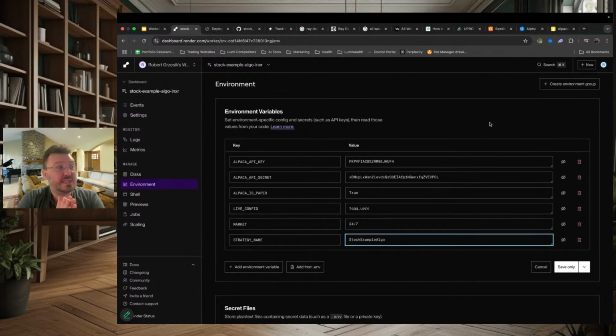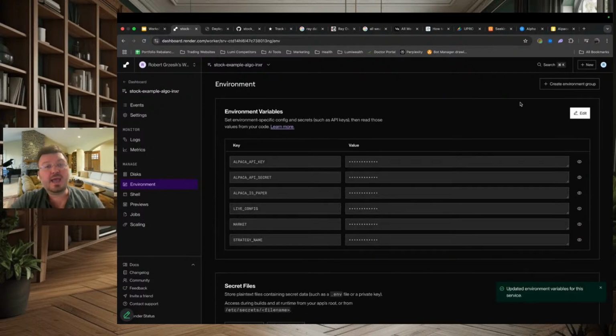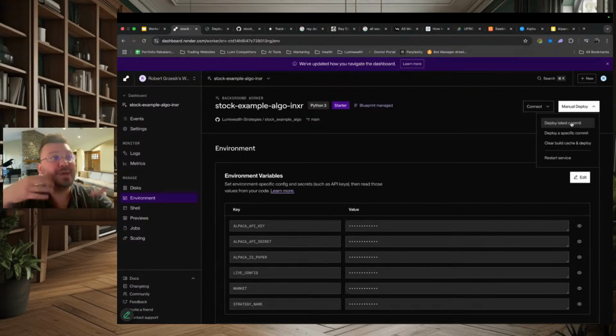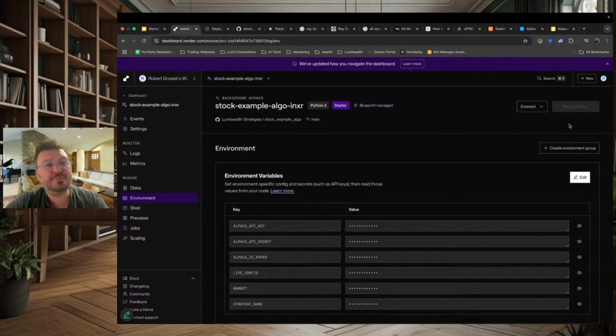We only had 3 blanks to fill in. Click save. And then go up to the top here where it says manual deploy. Click on that. And then click on deploy latest commit. This is going to basically restart our bot because we've made these changes. We gave it now the API keys and all that stuff. We've given it all that information. Now we want to restart our bot. Click on deploy latest commit.